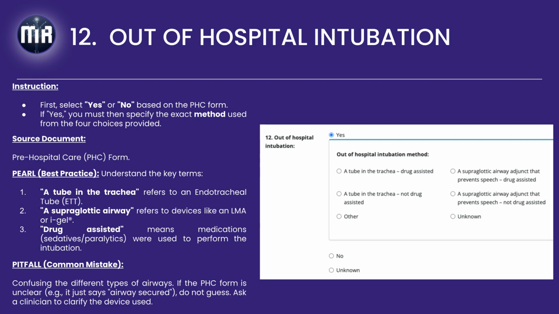The most common pitfall is confusing these different airway types. If the PHC form is vague and simply says airway secured, do not guess. An incorrect selection here is a significant data error. The correct procedure is to ask a clinician on your team to review the report and clarify exactly which device was used before you make your selection.